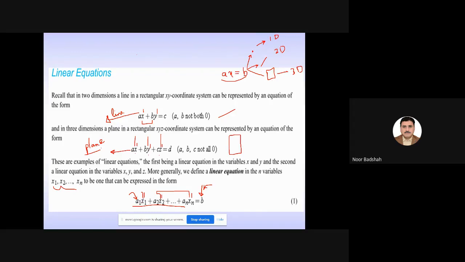If you come to two variables, ax plus by is equal to c. Again, we cannot have ax plus by is equal to c in 1 dimension. It could be either 2 dimension or 3 dimension. So in 2 dimension, it represents a straight line, but if you are in 3 dimension, it represents a plane.